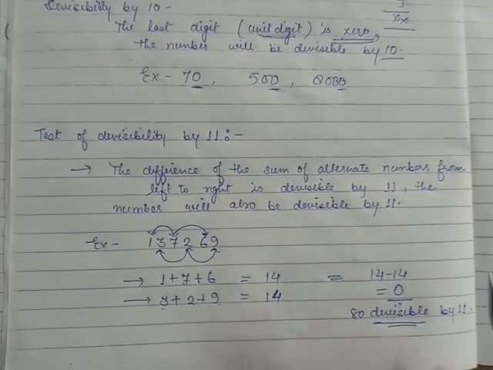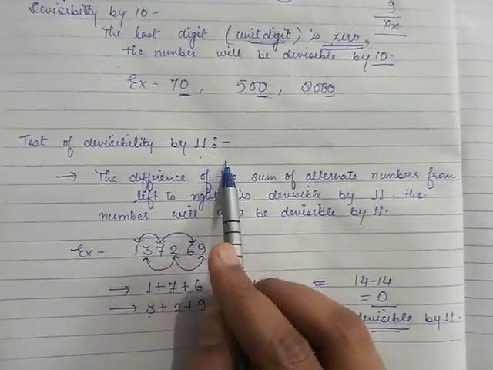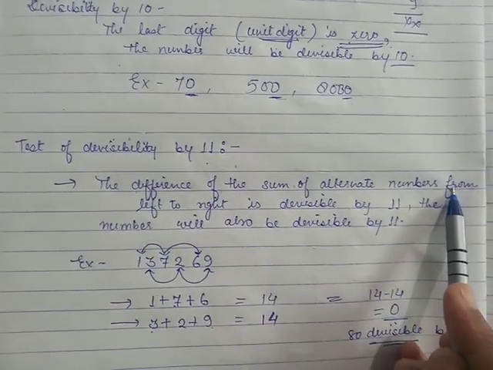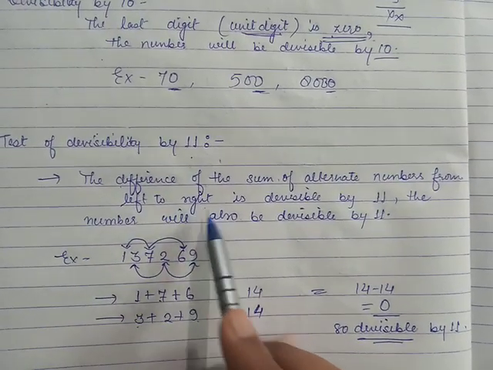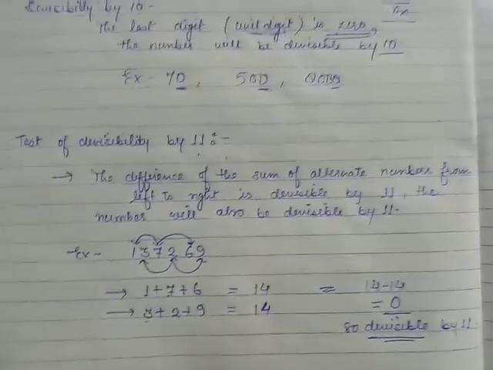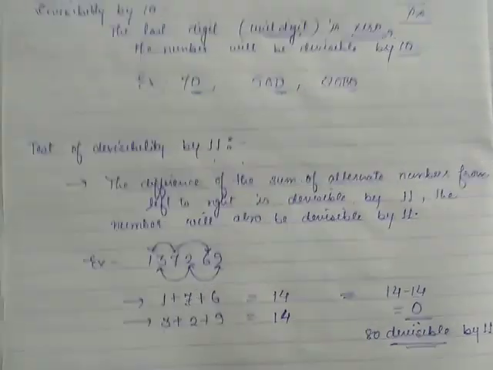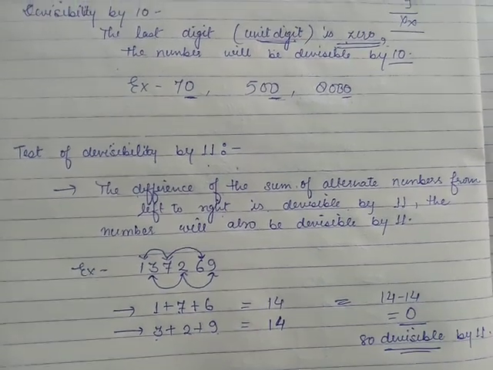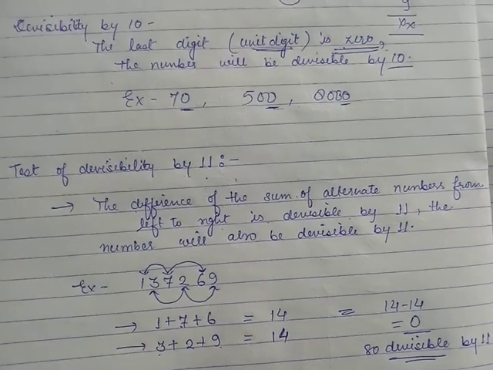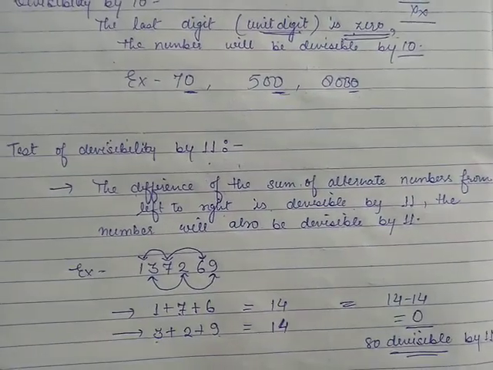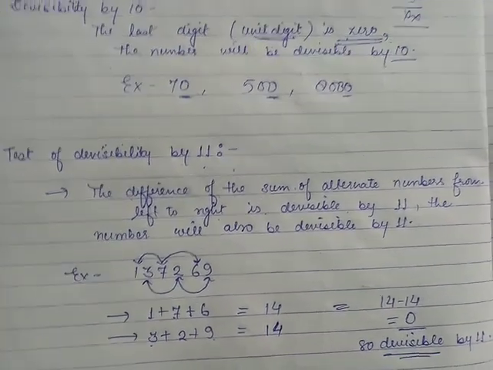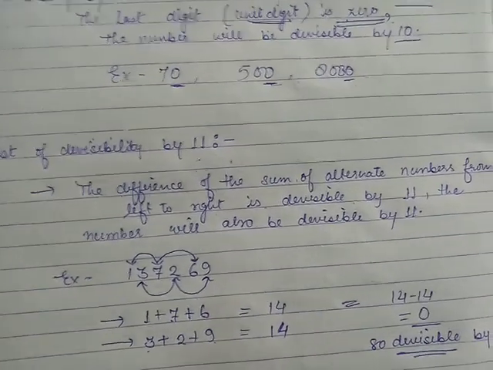Here is the test of divisibility by 11. In the test of divisibility by 11, the difference of the sums of alternate digits from left to right, if divisible by 11, means the number will also be divisible by 11. That means, in any number, we add the alternate digits and then find the difference of the two sums. If that difference is divisible by 11, then the number is also divisible by 11. Let's see with an example.